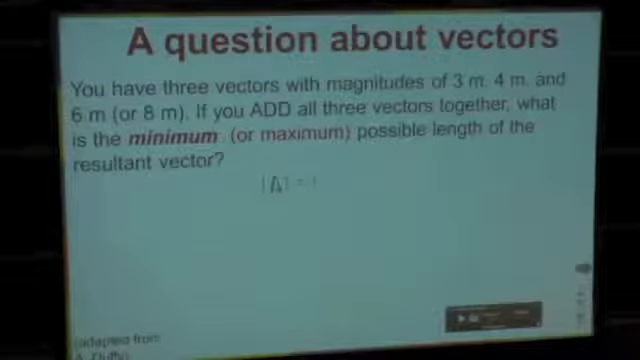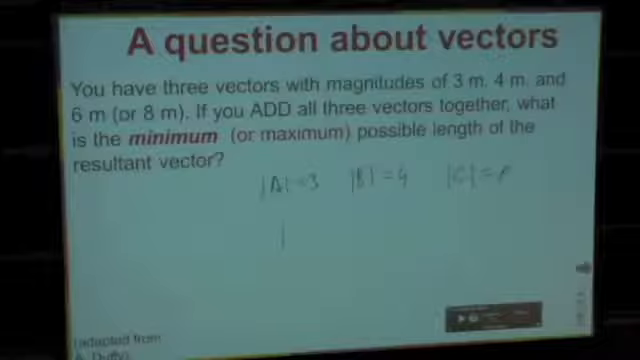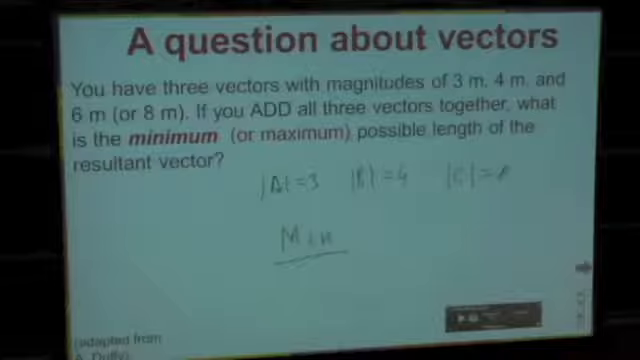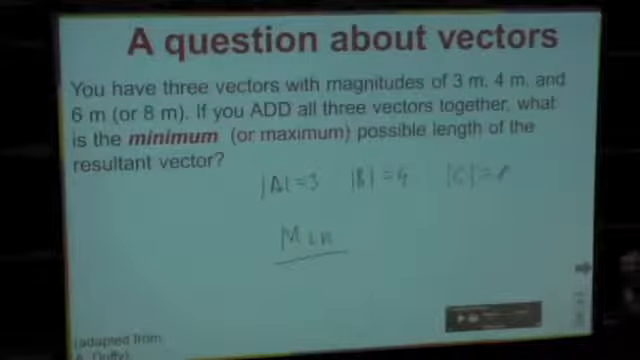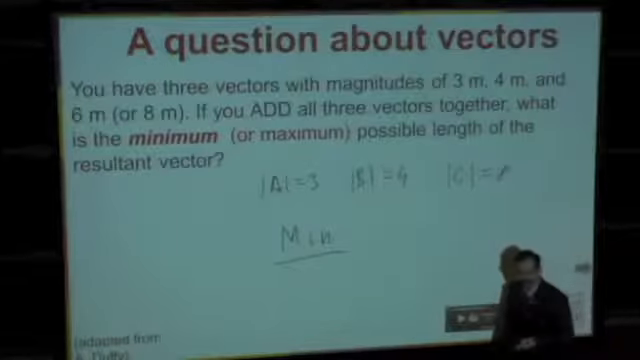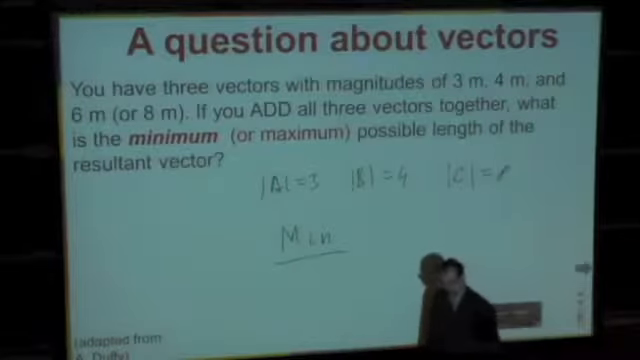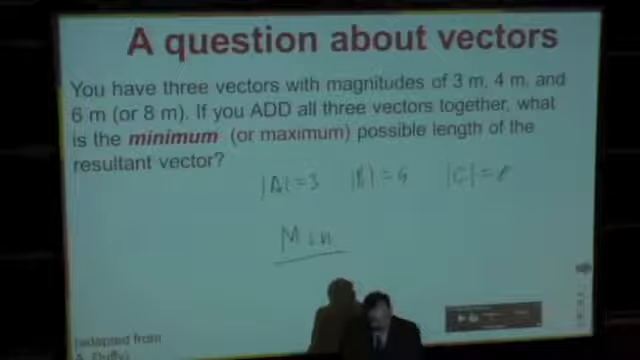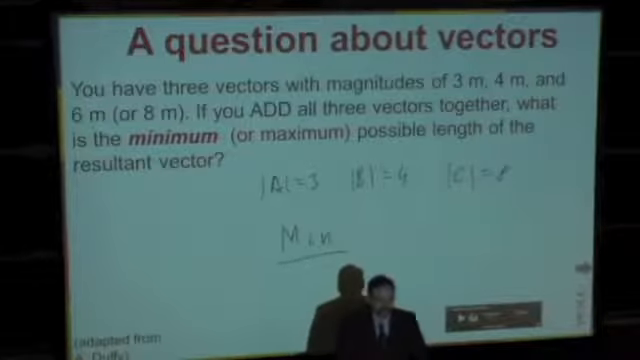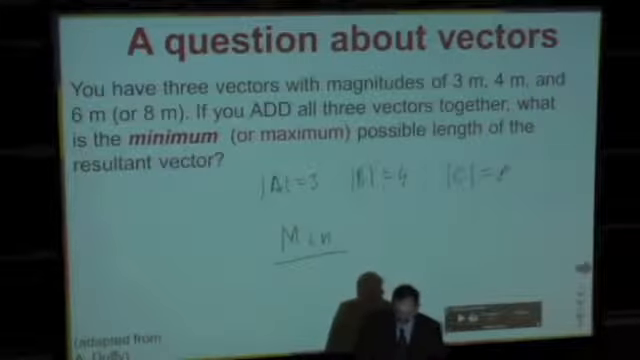A is still 3 meters. B is still 4, but now C is 8. And now, again, let's look for the minimum, because we know how to find the maximum. How would you rearrange these vectors now to get the resultant with the shortest, smallest length, smallest magnitude? This C doesn't work anymore. We need a new C.